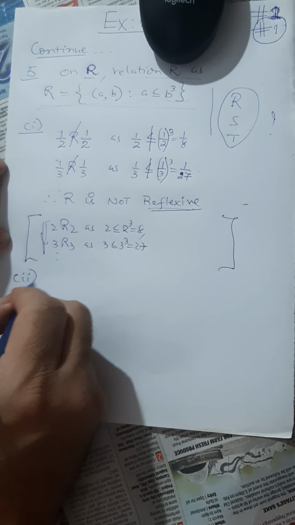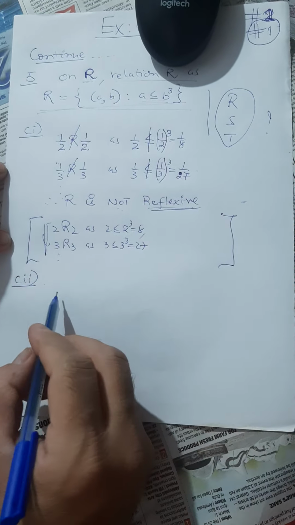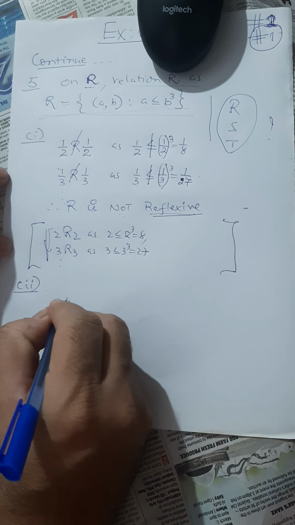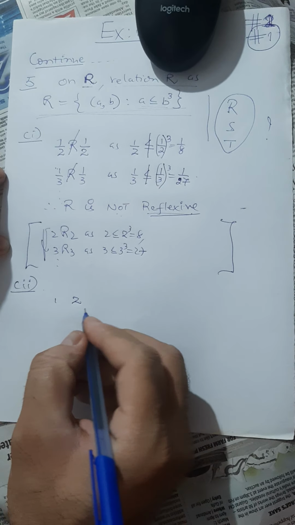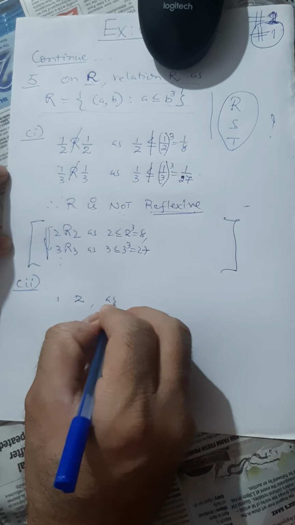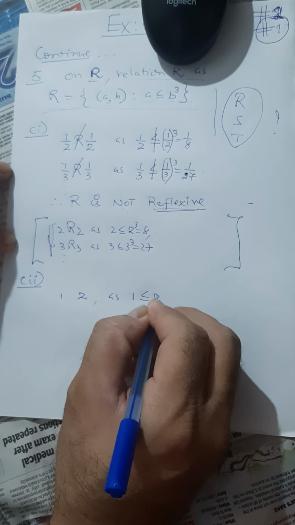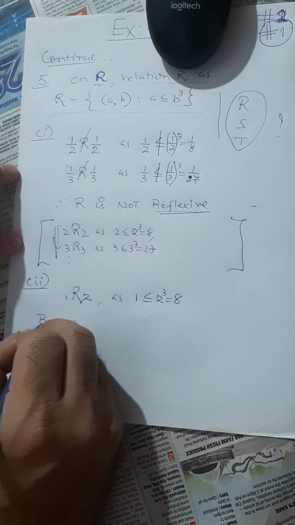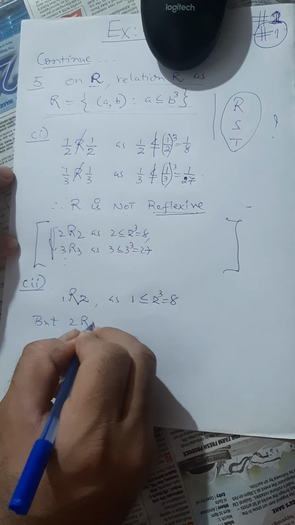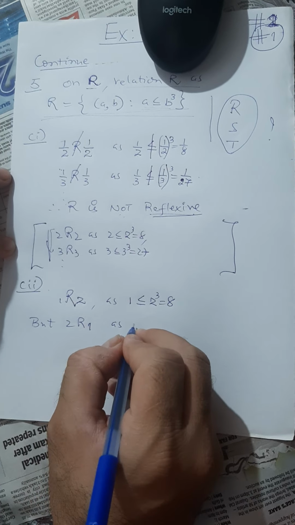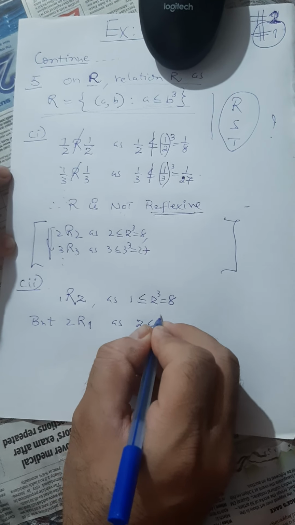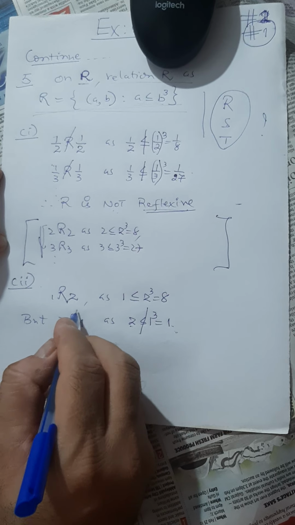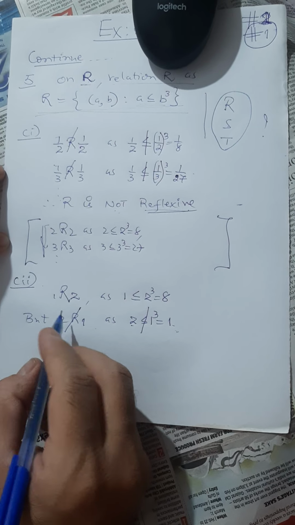Second property, symmetric or not. So if I take for example 1 and 2, let's try for this. 1 is less than or equal to 2 cube, you know this is true, so 1 is related to 2. Now you reverse: is 2 related to 1? That's the question. So check whether 2 is less than or equal to 1 cube, which is 1, or not. You know that 2 is not less than or equal to 1, so 2 is not related to 1.